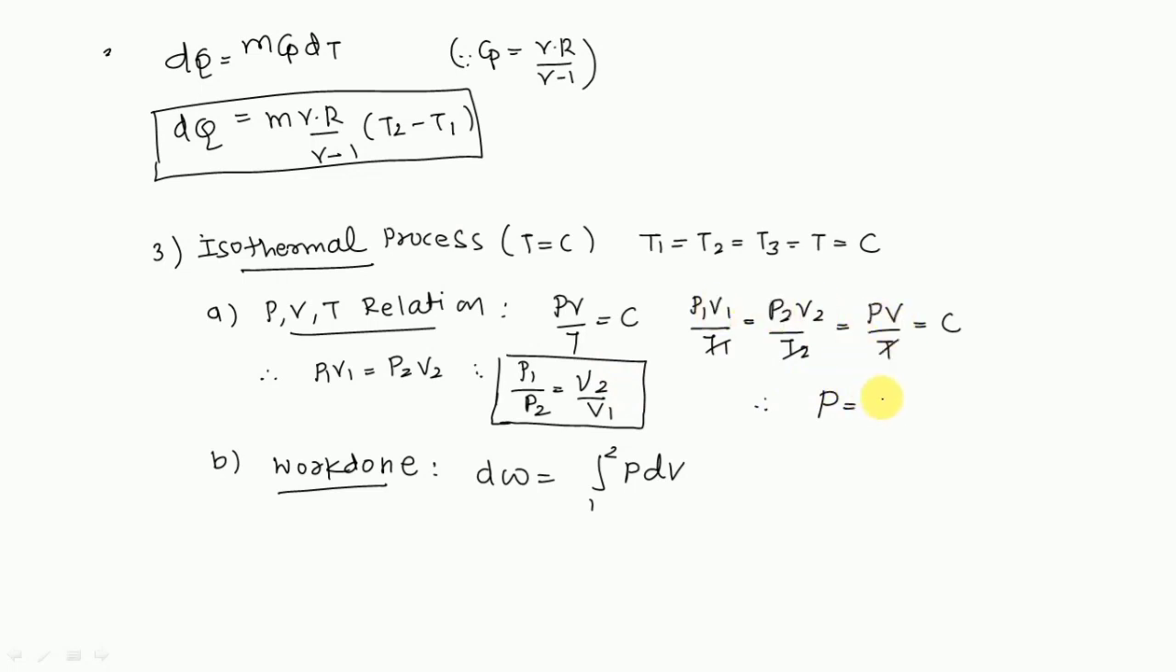So P is equal to P1 V1 upon V, from these two relations, the first and third one. P1 V1 upon T1, PV upon T1, T cancels out, so P1 V1 is equal to P into V. From this relation we can write P is equal to P1 V1 upon V. So put this value in this equation.